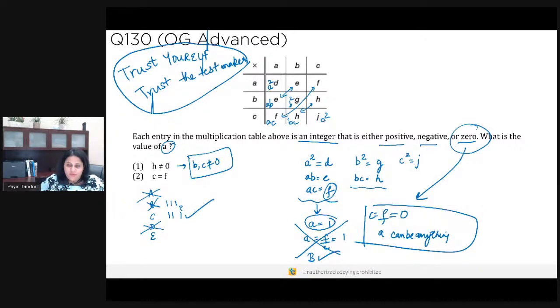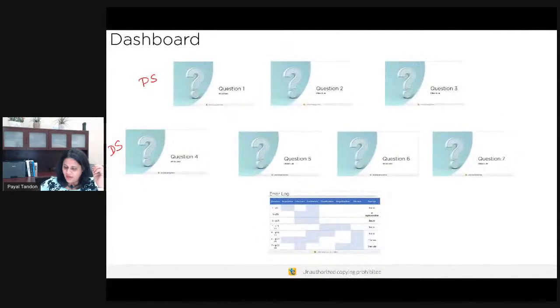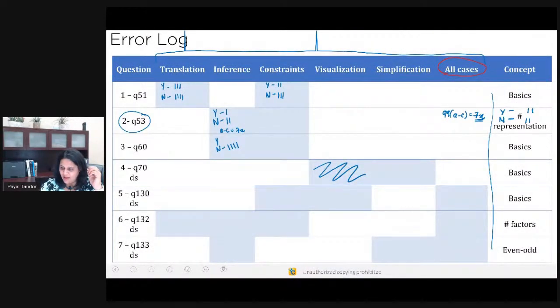Okay, now for those of you who answered this question incorrectly, why did you answer it incorrectly? Possibly because you didn't consider all the cases. Or in other words, you didn't take your constraint with you to consider all the cases. Now in this case, because it's a DS question, if you didn't apply the constraints, you possibly didn't consider all the cases. So these two go hand in hand for DS. But for DS questions, I like to keep constraints separate from considering all cases because it's a very, very specific thing. The reason a number of you answered this question incorrectly is because you didn't consider all the cases that came from the constraint part.